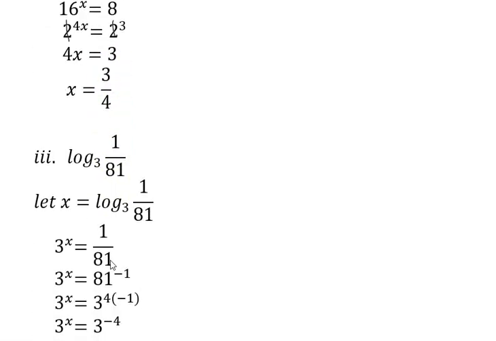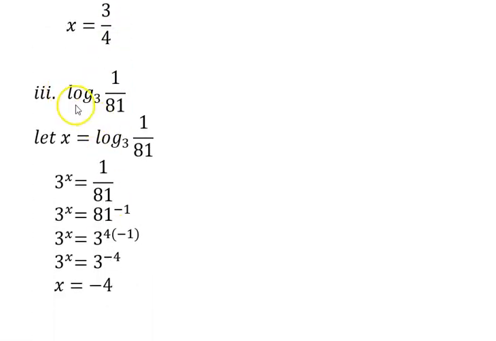Now to the third one. From number 1, we have to evaluate log 1 over 81 to base 3. As usual, we just use our base to carry this x. So it will be 3 raised to power x equals 1 over 81. So we have it here: 3 raised to power x equals 1 over 81.